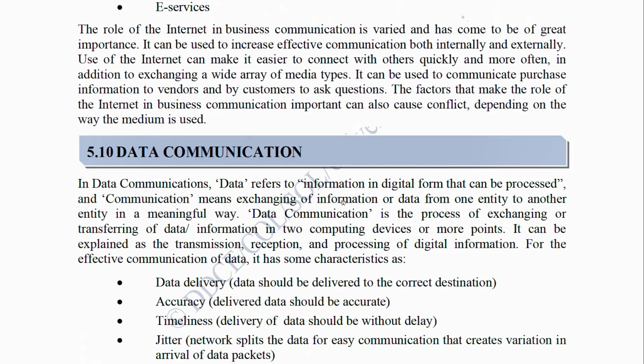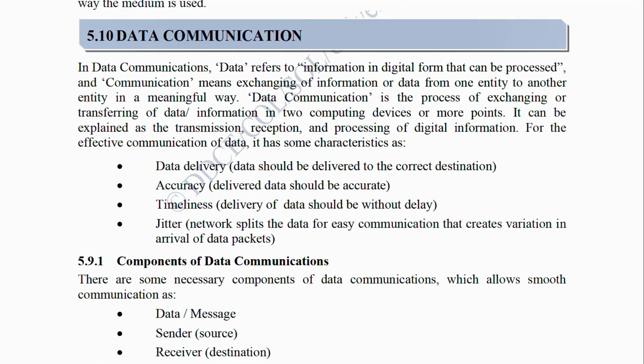Use of the internet can make it easier to connect with others quickly and more often. In addition to exchanging a wide array of media types, it can be used to communicate purchase information to vendors and by customers to ask questions. The factors that make the role of the internet in business communication important can also cause conflict, depending on the way the medium is used.